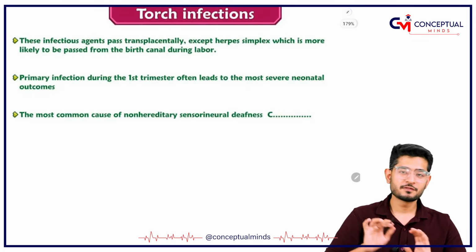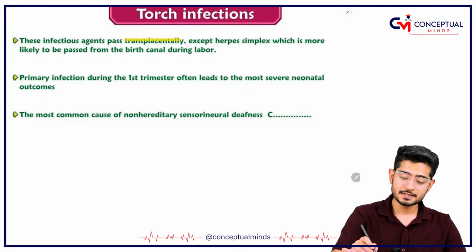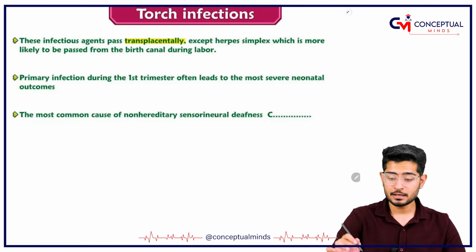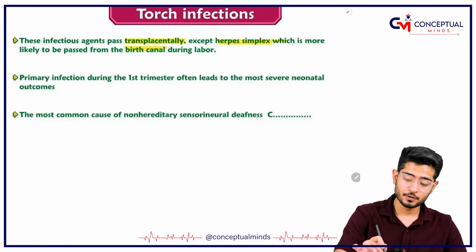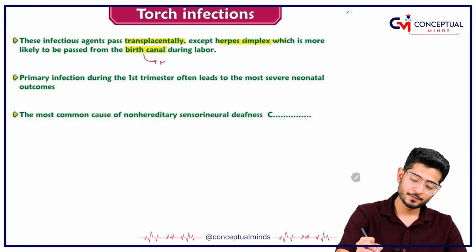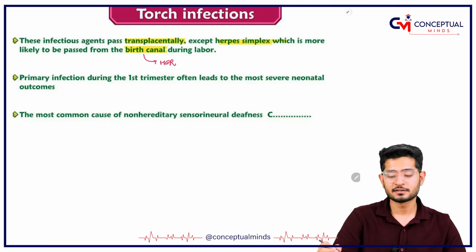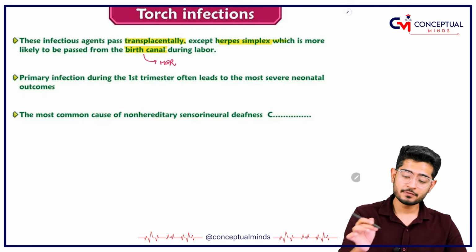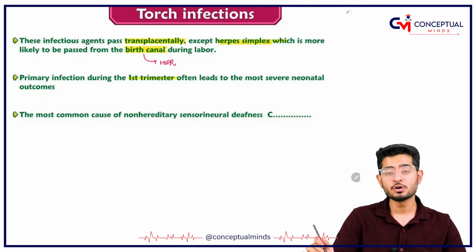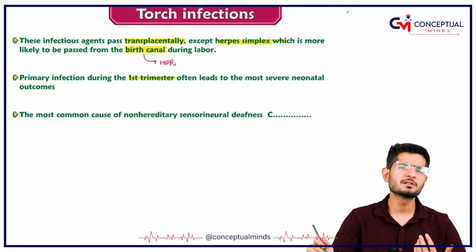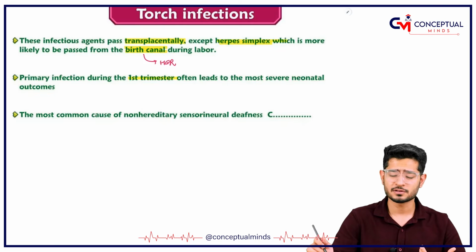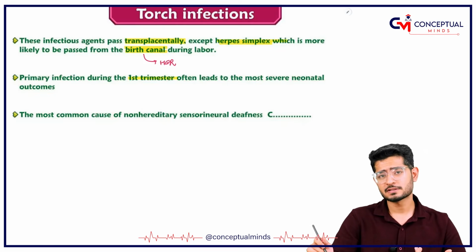So please remember, TORCH infections in general are the agents which pass transplacentally, except the herpes simplex virus, which is more likely to be passed via the birth canal. Okay, so who is going to give the birth? Her, she. Okay, so herpes from the birth canal, rest all are going to spread transplacentally. And primary infection in the first trimester often leads to most severe neonatal outcomes. Why? Because the immune system of the baby is not developed, the mother is not able to give antibodies to the baby during the first trimester. That's why if the infection is happening in the first trimester, it is thought to be more severe.